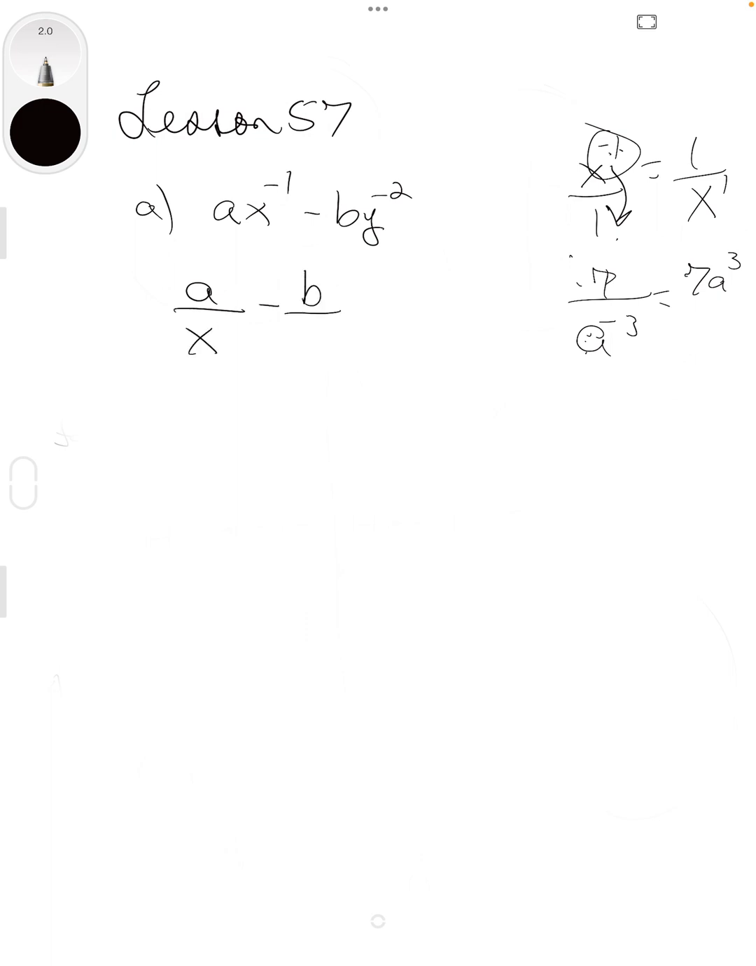Well, you have to remember that x to the minus 1 is just 1 over x to the 1. So in other words, if you see a negative exponent, that means put it on the other side of the fraction. Drop it down. If you had, let's say, 7 over a to the negative 3, then you would take this and it would become 7a to the third. So if you have a negative exponent, put it on the other side of the fraction. If it's on the top, put it on the bottom. If it's on the bottom, put it on the top, and then it becomes positive. So this becomes a over x minus b over y squared. We've done a lot of those in class.